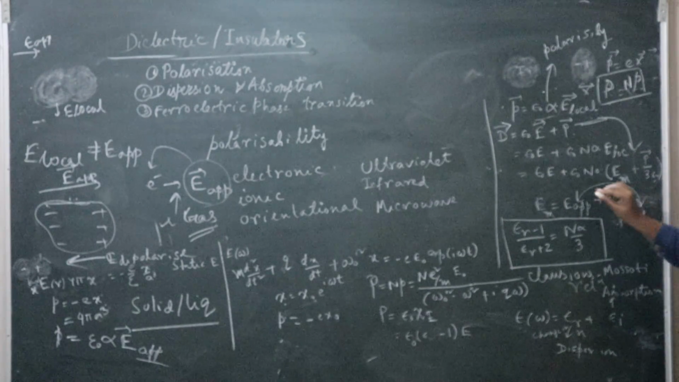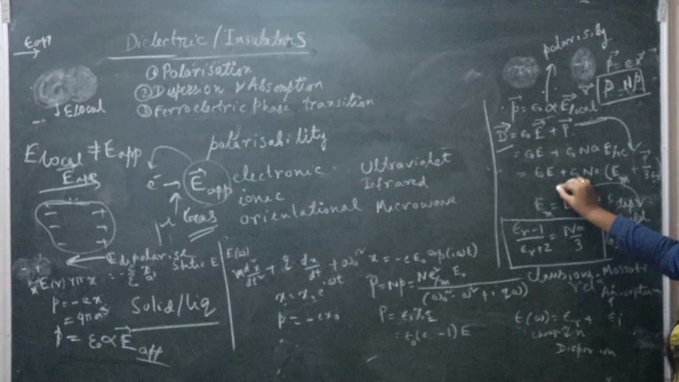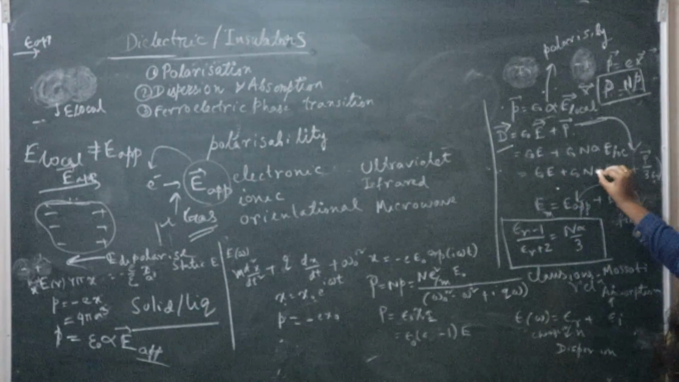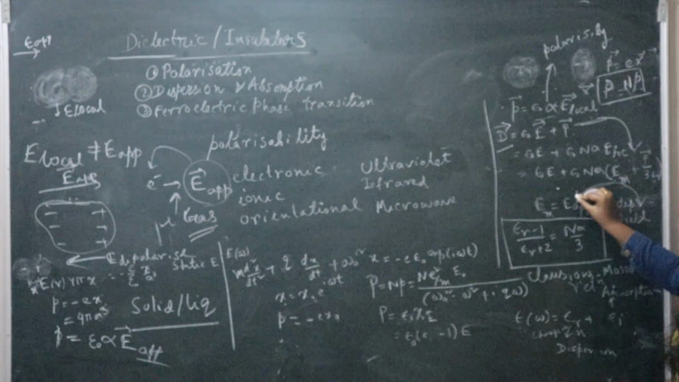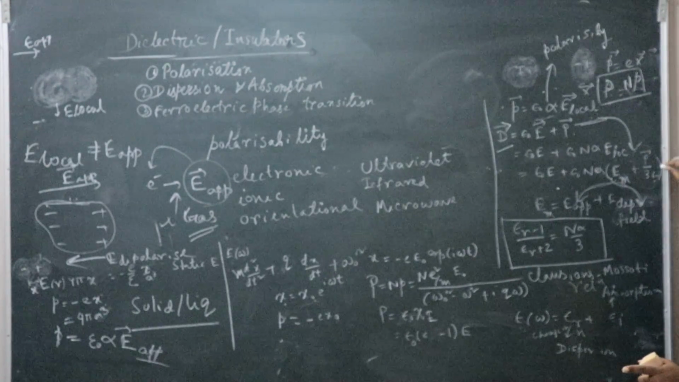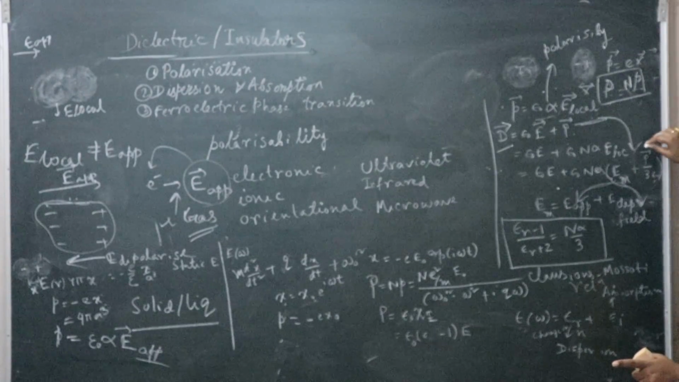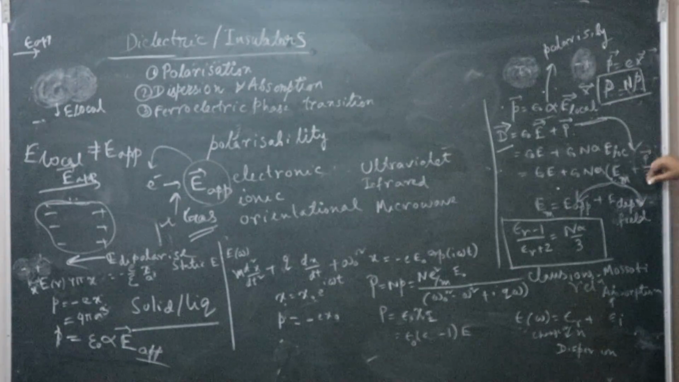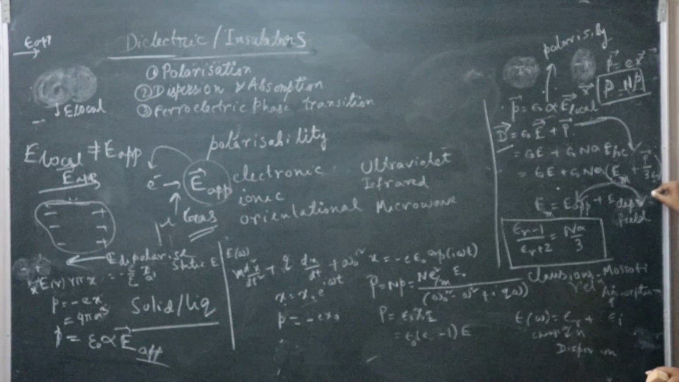Overall, the displacement will be epsilon naught E plus epsilon naught N alpha into E local, where the E internal term comes from the E applied field plus E depolarizing field, plus another term that comes from the dipole-dipole interaction. Lorentz has calculated this, so I have put this value for the spherical distribution, P by 3 epsilon naught.